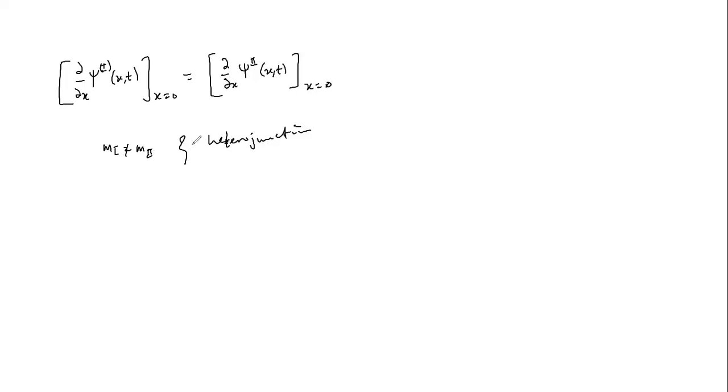Since the particles cannot be stored or accumulated in an infinitely thin boundary, the probability current or current density, J, being the number of particles through the boundary per unit area per unit time, must be continuous, such that the gradient of the current density or the probability current is the same as negative d dt of rho, which is the same as negative d dt times the probability density function.